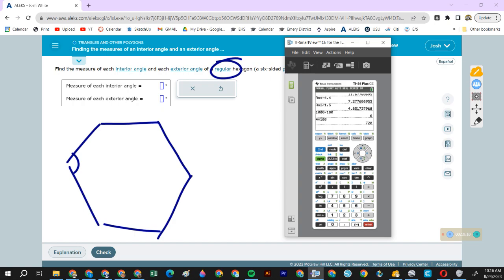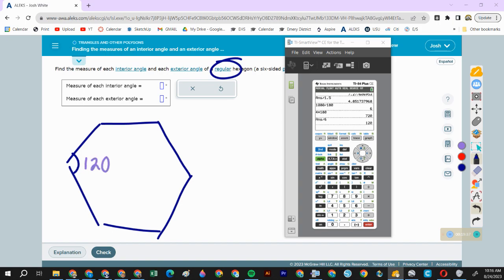So how do I figure out the size of one of the angles? Divide 720 by 6. How come I'm allowed to do that? They're all the same. It's regular. So we divide this by 6, and I get 120. So the interior angle is 120, and that's true of all of them.